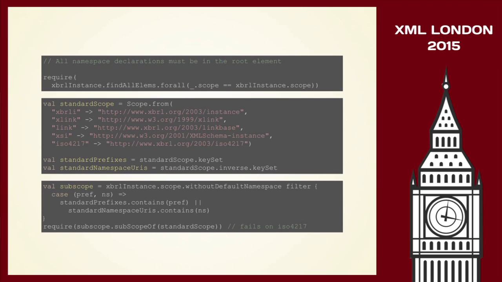Now we first check our assumption that all the namespace declarations are only in the root element. So we find all the descendant elements of the XBRL instance root element, and we check that for all of them the in-scope namespaces are the same as those of the root element. Now let's get on to the check. We define a mapping from 5 well-known prefixes to the namespaces.